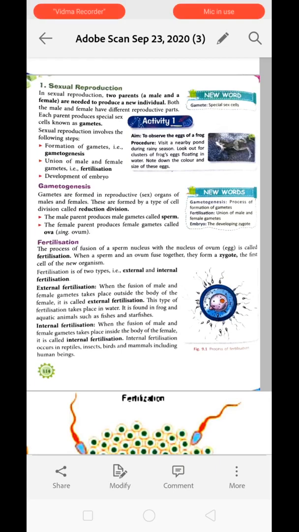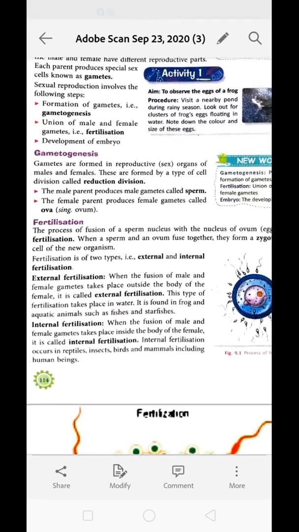Understand? So the male parent produces the male gamete called sperm by the process of spermatogenesis, and the female parent produces a gamete called ovum through oogenesis. Understood? Now about fertilization. The process of fusion of the male and female gamete nuclei is called fertilization. The process of fusion of the nucleus of the sperm and the nucleus of the ovum is called fertilization.